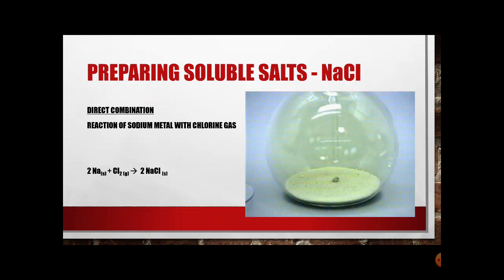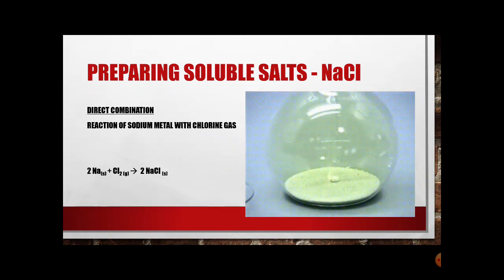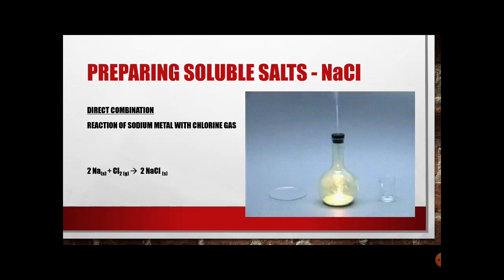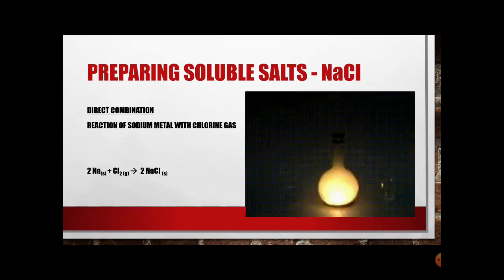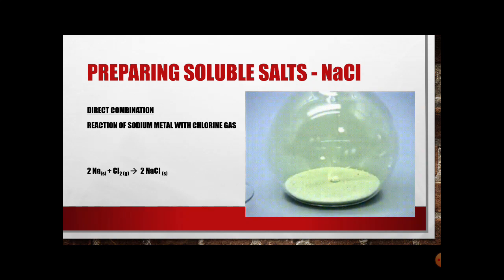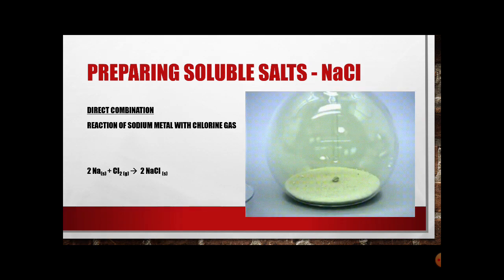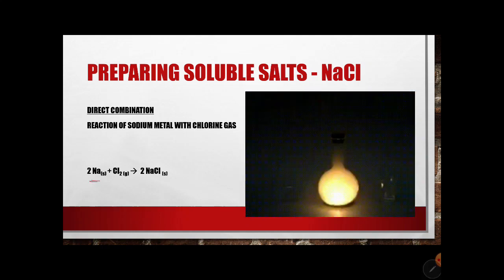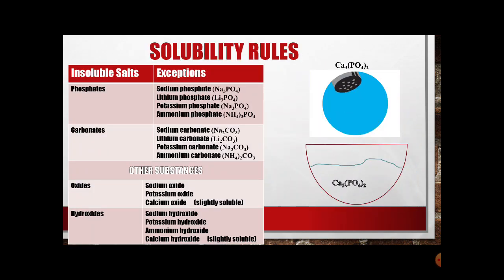For salts that are soluble, there are 4 ways to prepare them. The first is by direct combination. This is where the elements that make up the salt are simply combined. In this example, a piece of sodium metal is added to some chlorine gas to form sodium chloride.